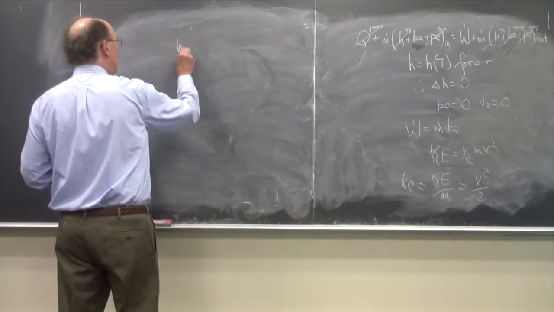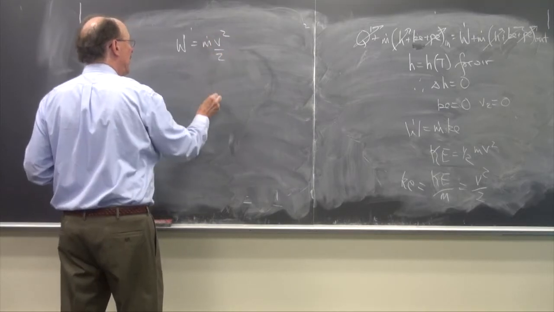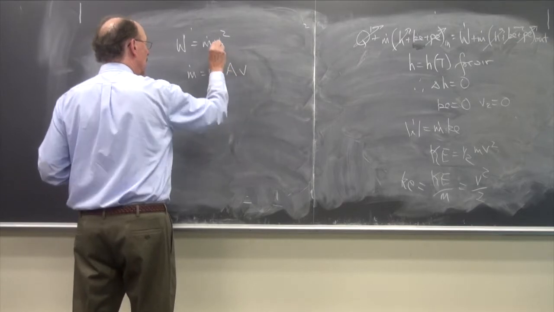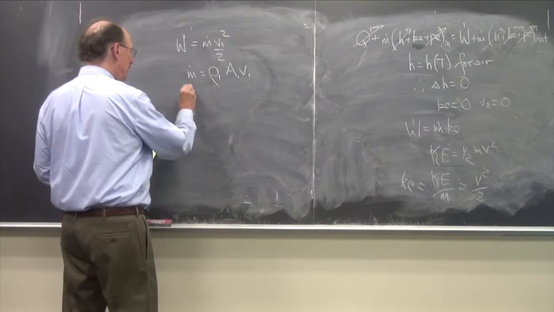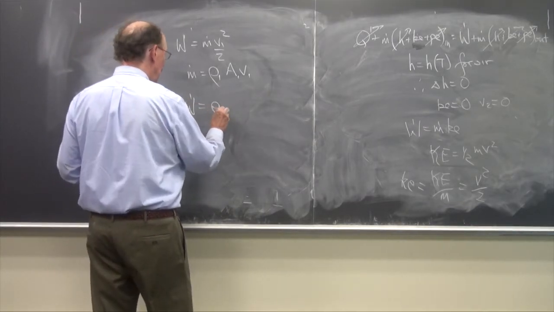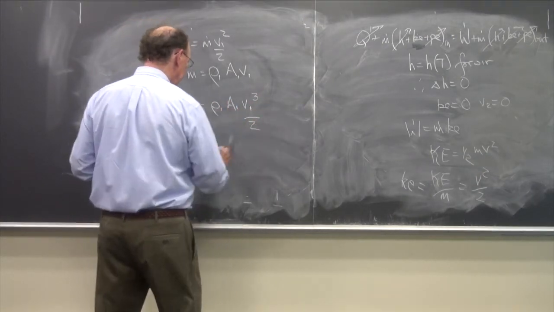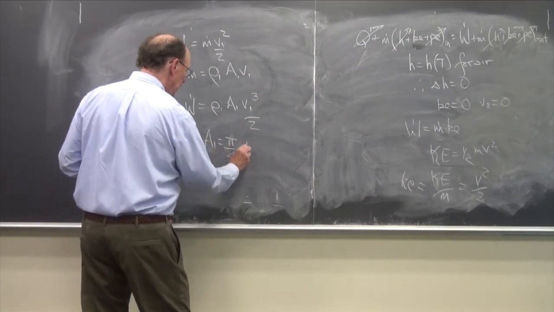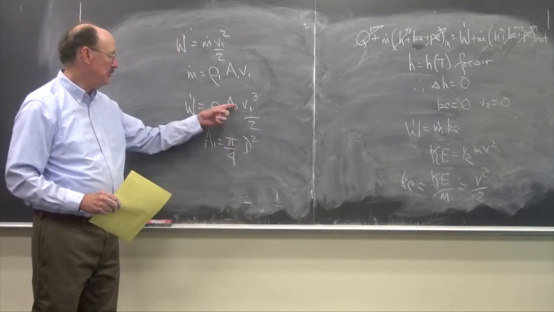So I have that W dot is equal to m dot times v squared over 2, and m dot is equal to rho A1 v1. And so now what we have is that the power is equal to rho 1 A1 V1 cubed over 2, and A1 is equal to pi over 4 d squared. So I could substitute this in here.